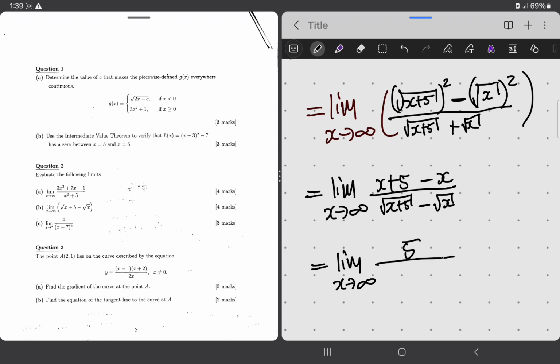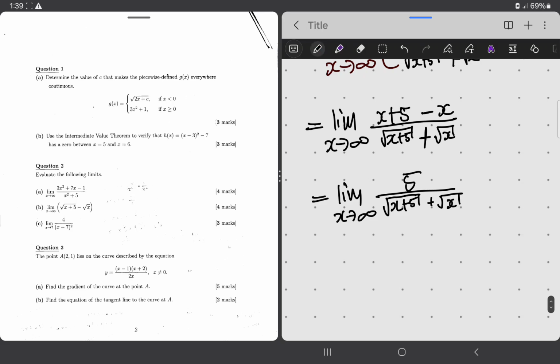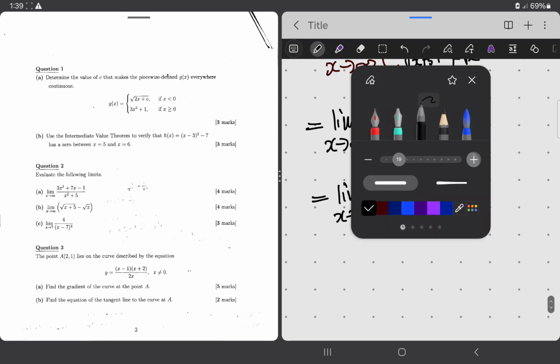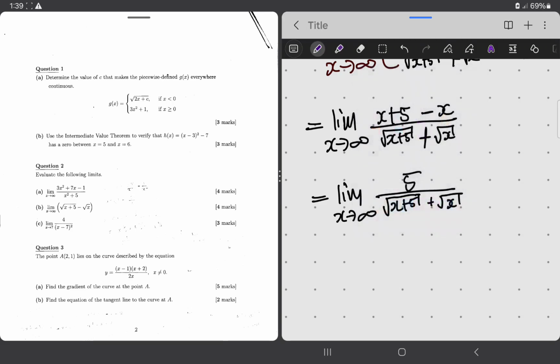You remain with 5 all over the square root of x plus 5 minus the square root of x. Oh, it's actually a plus. Here it's a plus. Now we just continue with it from here. This is now a walk in the park, ladies and gentlemen, because now we have a fraction.